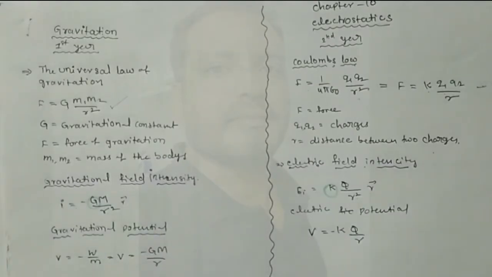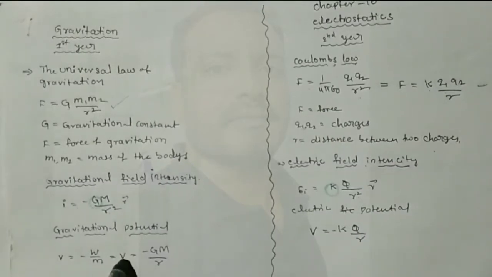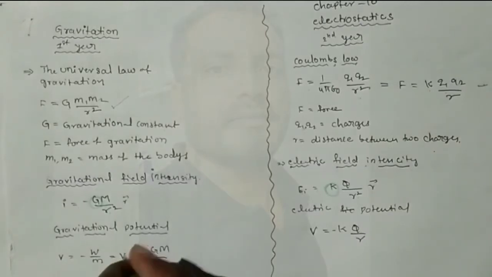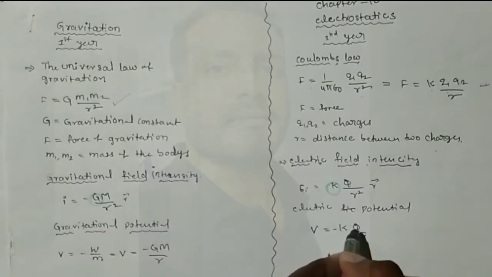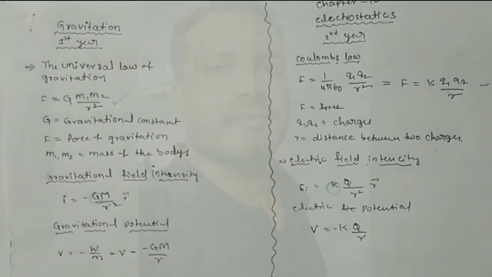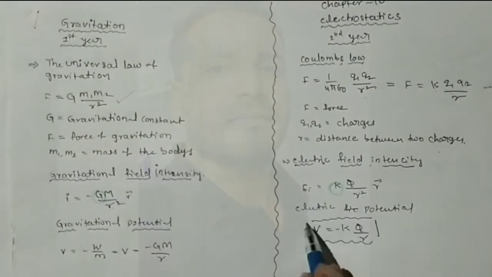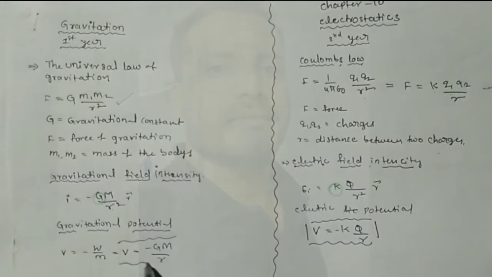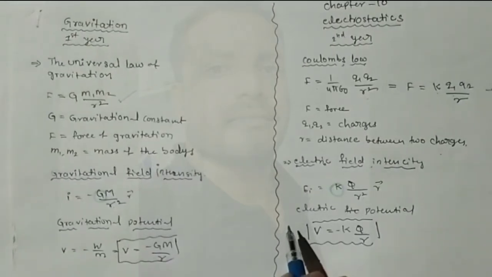Again, gravitational potential. Gravitational potential formula V is equal to minus G m by r. The same way, electric potential V is equal to minus k q by r. These are also the same type of formulas. Potential, this is also potential, right? Both are the same type of formulas.